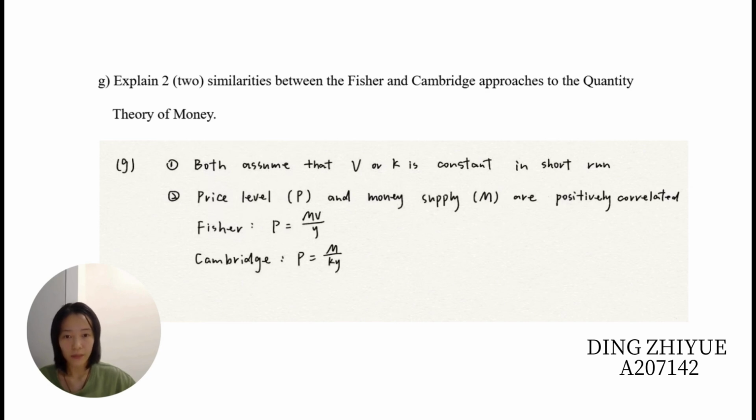And for Cambridge, the equation is M equals KPY, where K is the fraction of income people want to hold as money. So if K and Y are constant, then P also changes with M. So P equals M over KY.